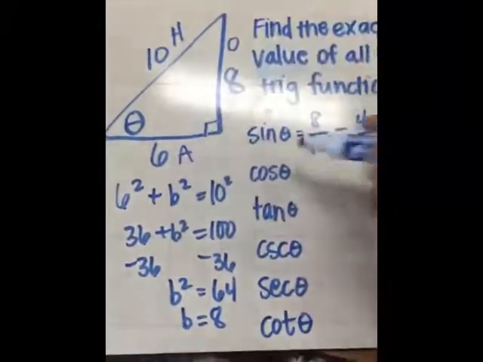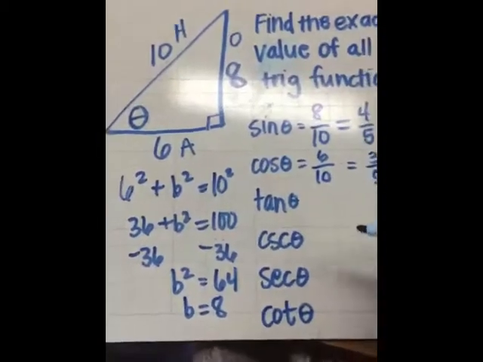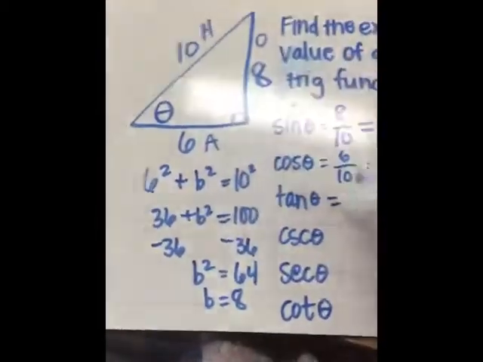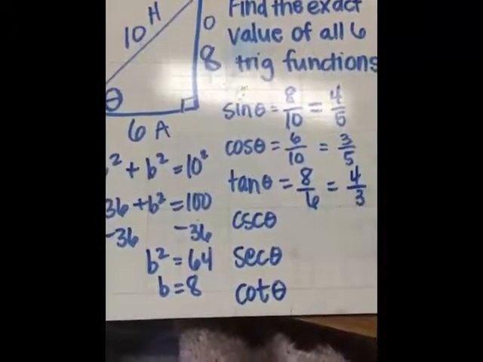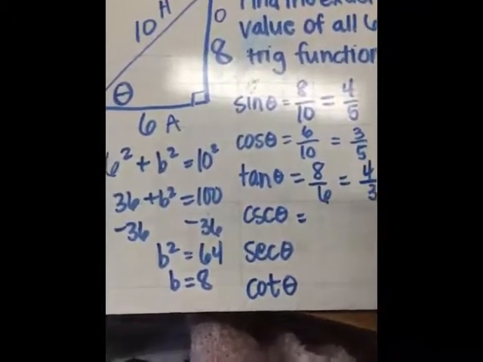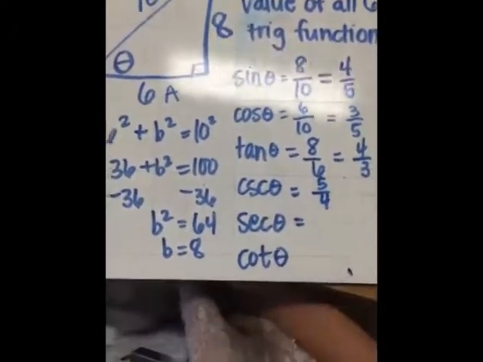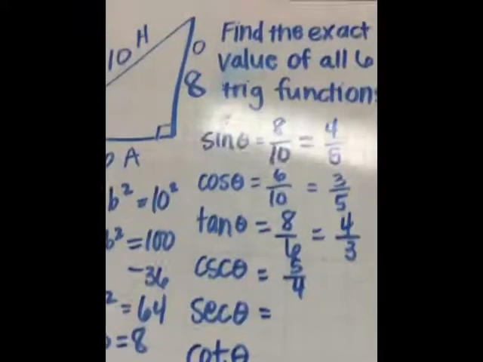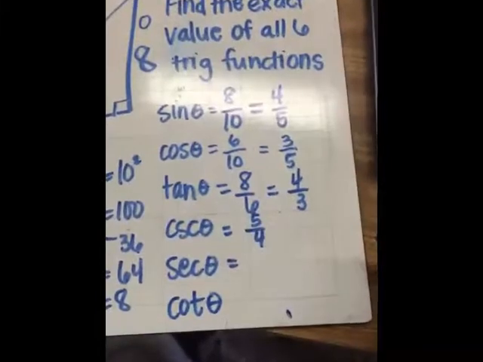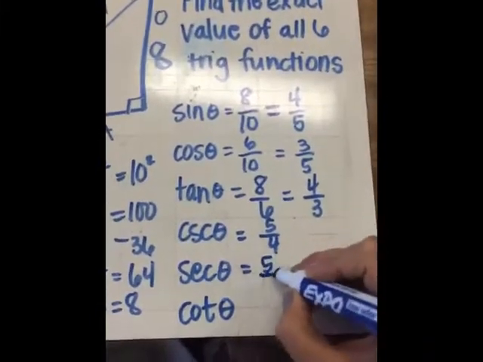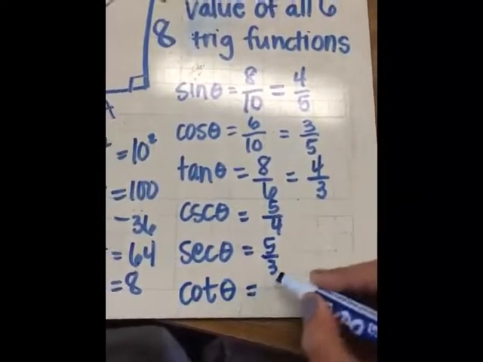Cosine is adjacent over hypotenuse. Cosine is 6 over 10, which reduces to 3 over 5. Tangent is opposite over adjacent, so 8 over 6, which reduces to 4 over 3. Cosecant is the reciprocal of sine, so cosecant is 5 over 4. Secant is the, whoops, typical Miss Briscoe, dropping her marker. Secant is the reciprocal of cosine, so it's 5 over 3. And cotangent is the reciprocal of tangent, so it's 3 over 4.